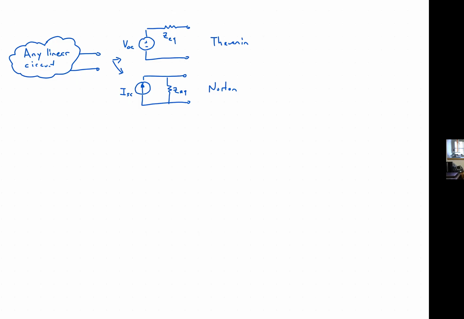And it's important to realize that once you find one, you can find the other because they're just source transforms of each other. So that means that out of the three components of VOC, ZEQ, the equivalent impedance, and I short circuit, you only need to find any two out of those three, and you can find the third one out of Ohm's law. So let's begin.